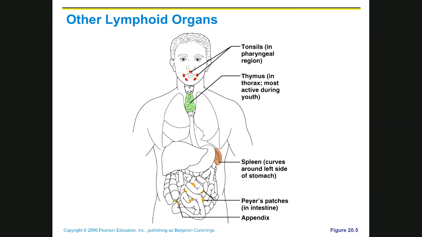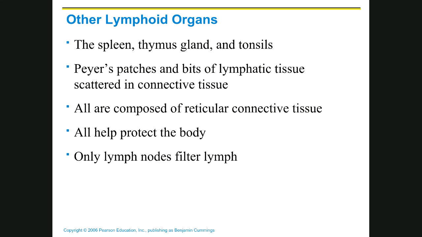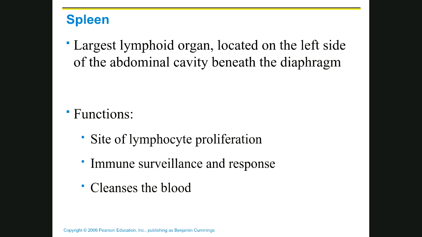Okay, so lymph nodes are not the only lymphoid organs. A lymphoid organ is one with high concentrations of white blood cells, and so we have these other lymphoid organs. The tonsils are lymphoid organs. The thymus, the spleen, the appendix, and then these little things called Peyer's patches. They're all lymphoid organs, which remember they're going to have tons and tons of white blood cells. So let's look at these. Let's look at the spleen.